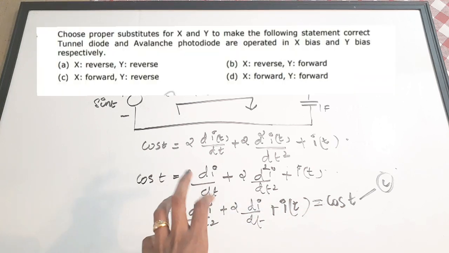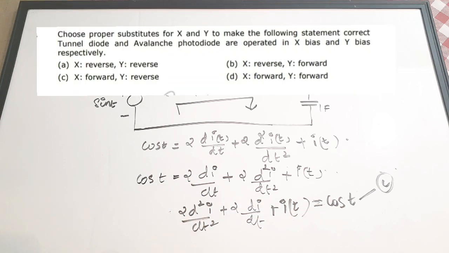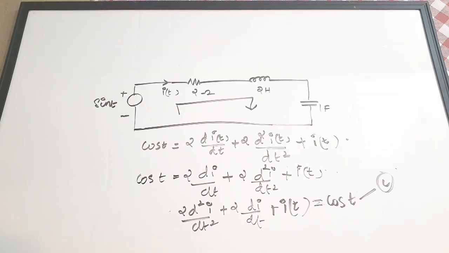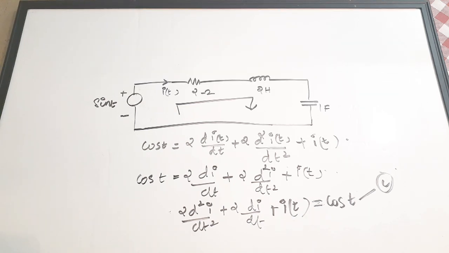This is the current equation, and this is the differential equation for current. Okay. So the correct answer for the first question is option C. The next question you can actually see on the screen.